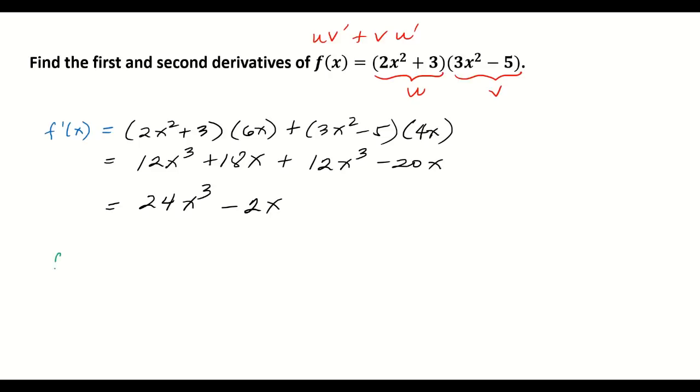Getting the second derivative, we just need to get the derivative of the first derivative. So we have 24 times 3 is 72, and this would be x squared. And then the derivative of negative 2x is negative 2. So this is the first derivative, and this one is the second derivative.